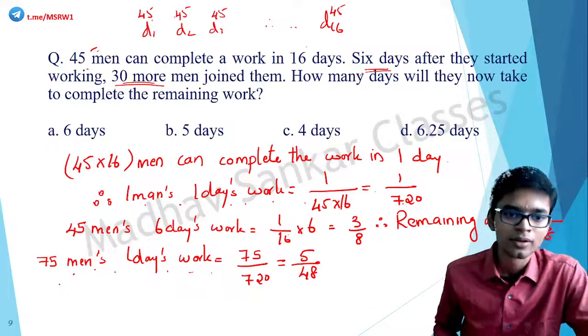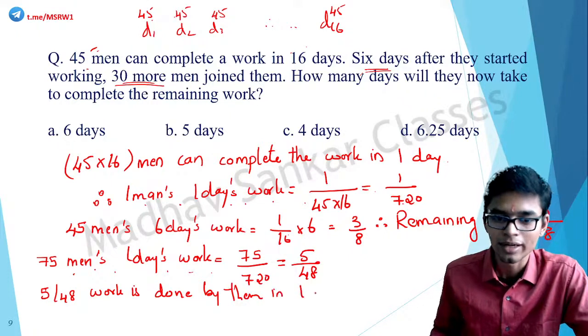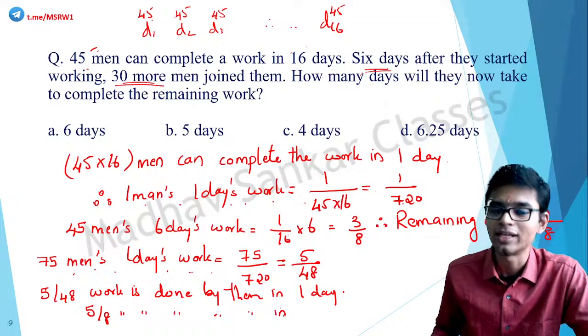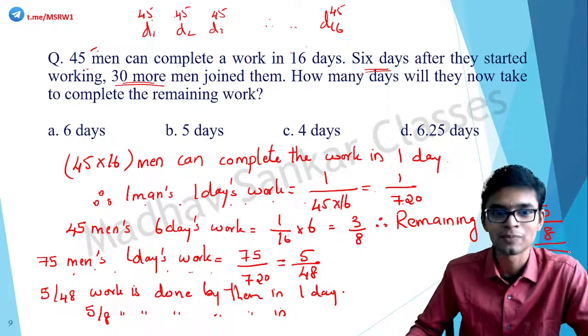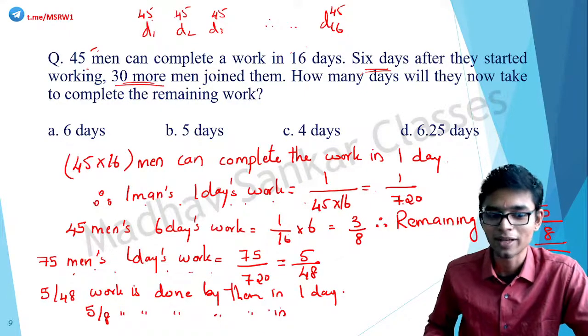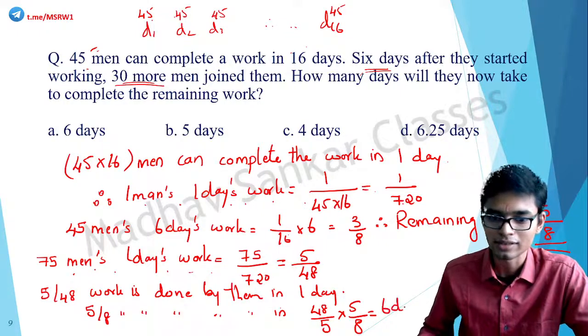Which means 5 by 48 of the work is done by them in 1 day. Correct? So 5 by 8 of the work is done by them in how many days? That is the question. Remaining work is 5 by 8. So 5 by 48 of the work is done by them in 1 day. So 5 by 8 of the work is done by them in how many days? Multiply by 6. So it is 48 divided by 5 into 5 by 8, which is equal to 6 days.